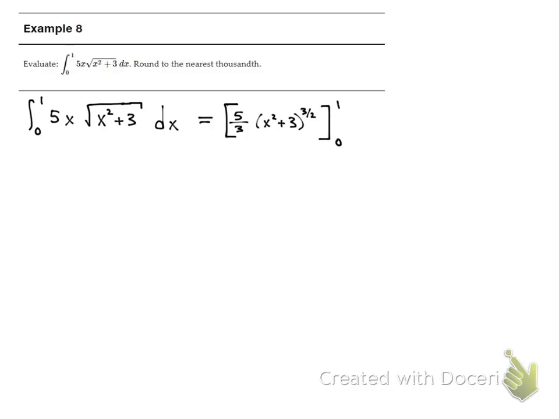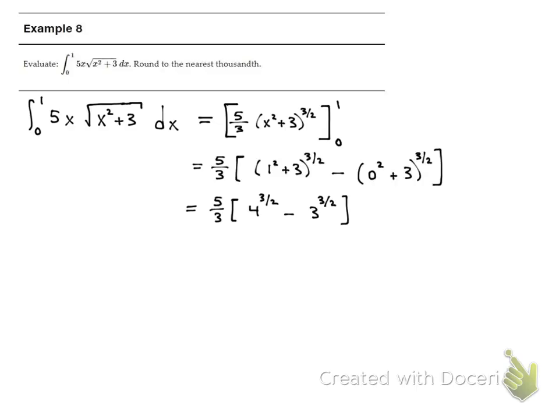Now we plug in our limits of integration into our antiderivative. And now they want us to round the answer to the nearest thousandth. So we can just plug these numbers into our calculator, 4 to the 3/2 power and 3 to the 3/2 power, and then round our answer to the nearest thousandth. And so we get approximately 4.673. So that will be our final answer for this definite integral.